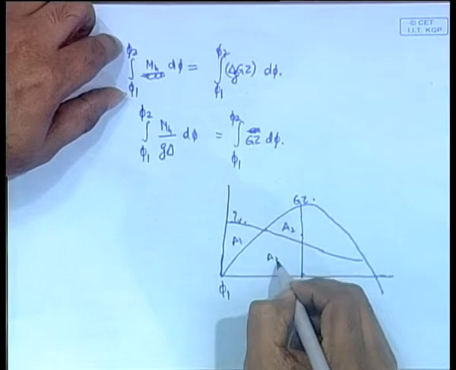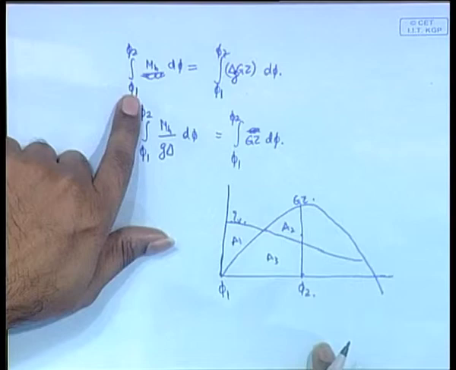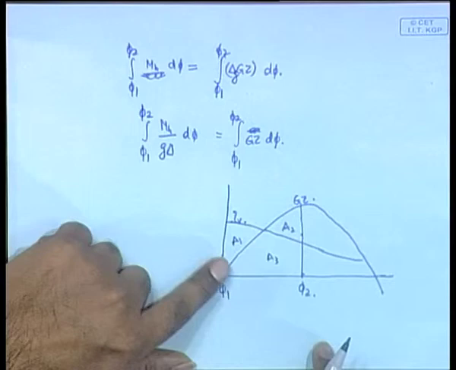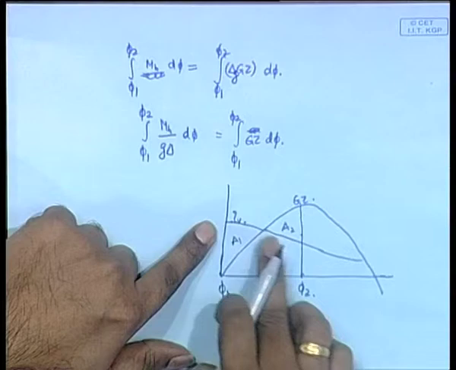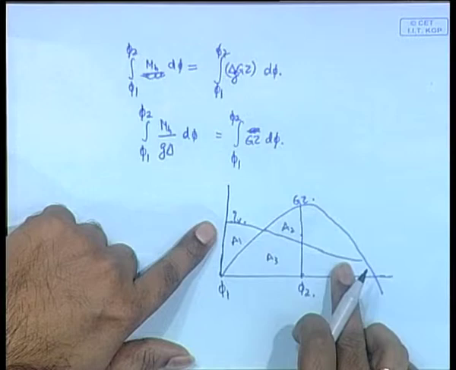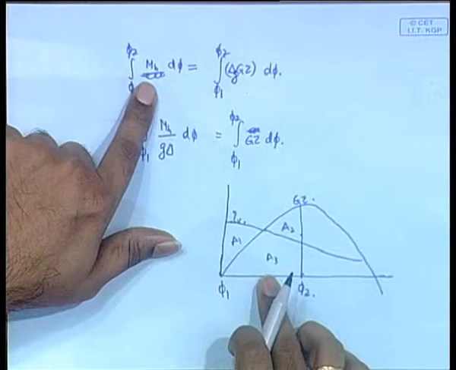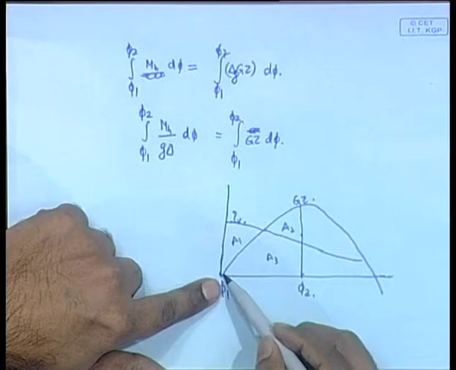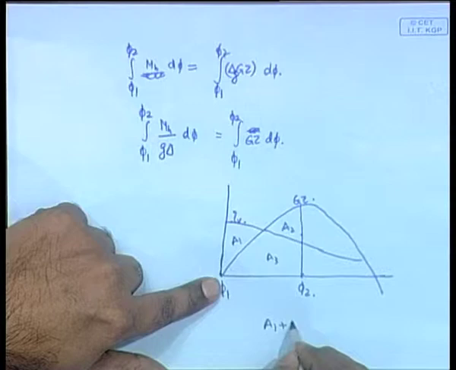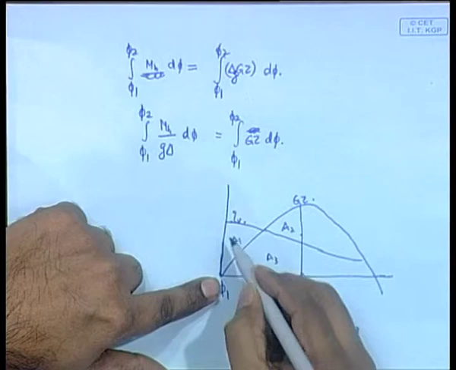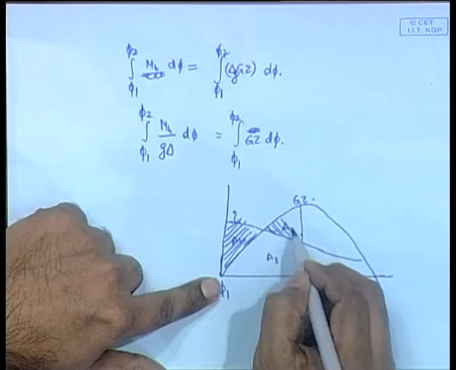The integral on the left side, the integral from phi 1 to phi 2 of MH d phi, represents A1 plus A3. It is the area under the heeling moment curve, the straight line, which represents the heeling moment or heeling arm. The area under the GZ curve is A2 plus A3. Therefore A1 plus A3 equals A2 plus A3, or rather A1 is equal to A2. This area is equal to this area. We did this in the derivation of the wind heeling arm also.